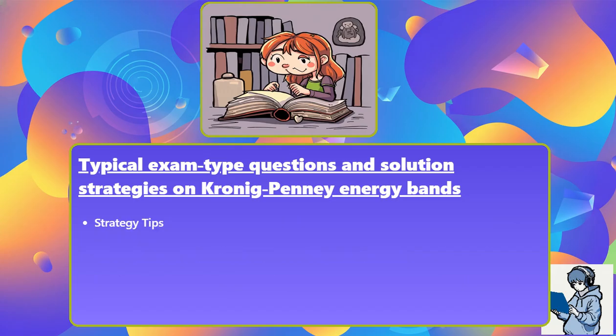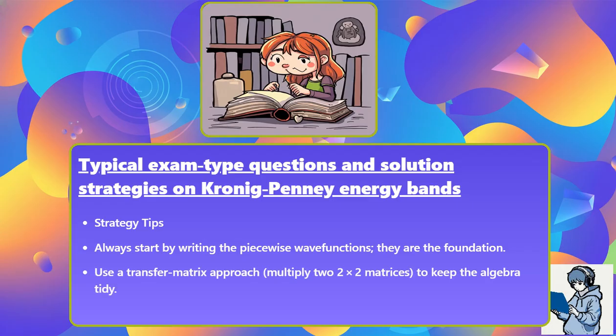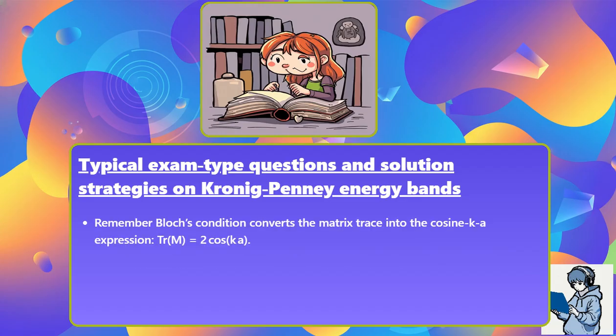Strategy tips. Always start by writing the piecewise wave functions. They are the foundation. Use a transfer matrix approach. Multiply 2 by 2 matrices to keep the algebra tidy. Remember Bloch's condition converts the matrix trace into the cos(ka) expression. Trace of M equals 2 cos(ka).